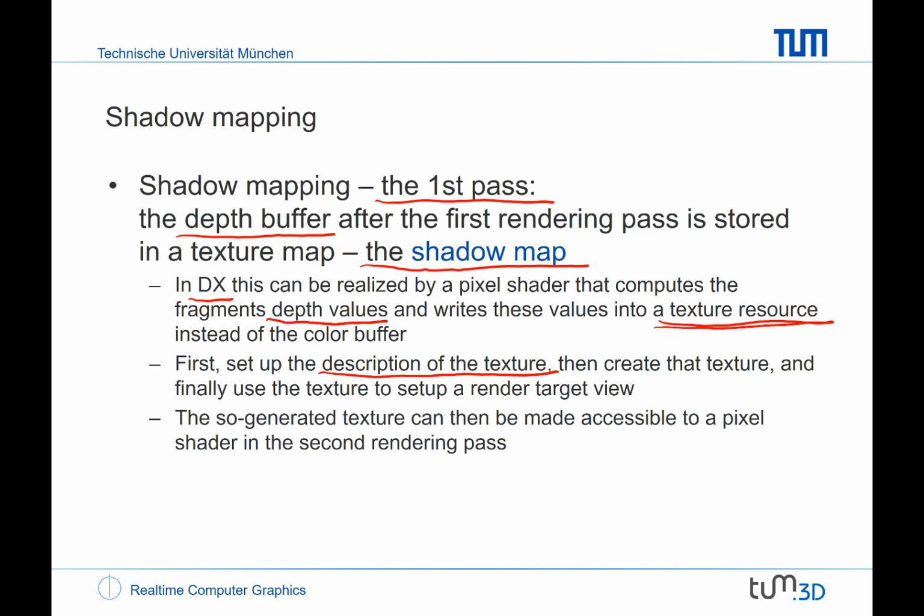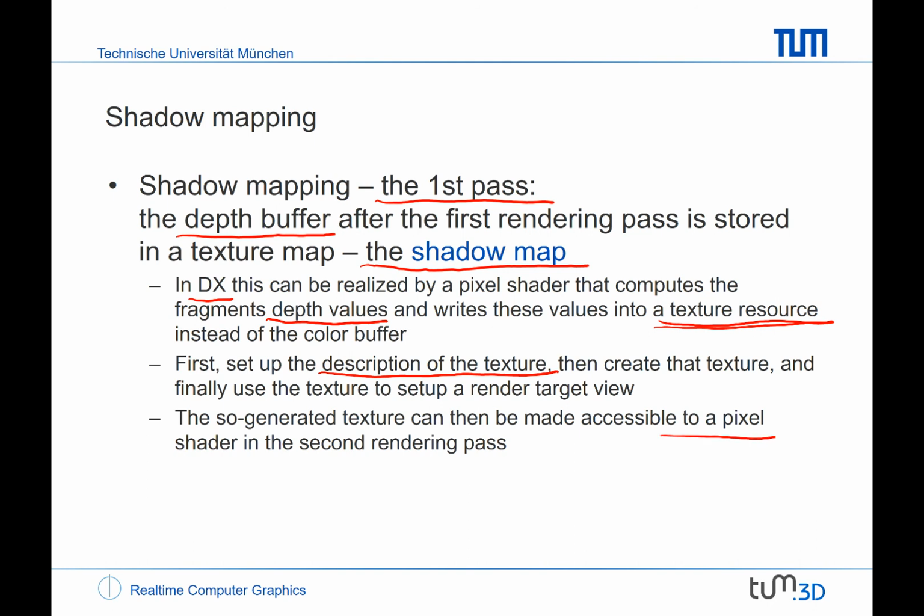So the texture is essentially a copy of the color buffer, so to say, and now whatever is drawn is just redirected into that texture so that finally the resulting depth values are stored there. Yeah, and the so generated texture can then be made accessible to a pixel shader in the second rendering pass.